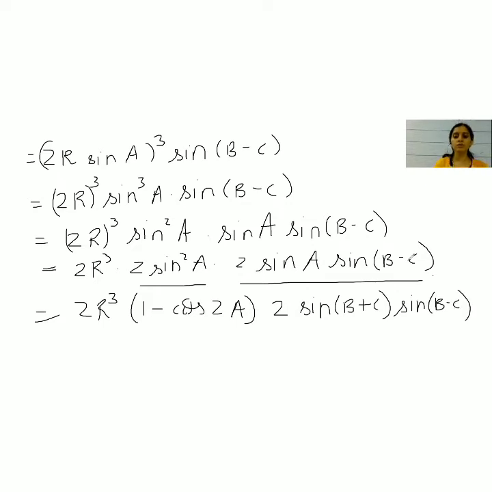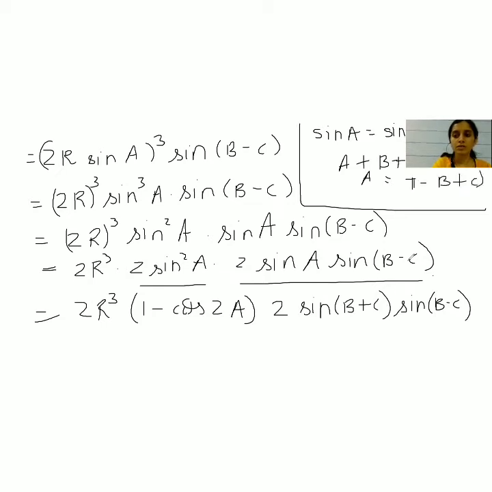So how do I get sine A equal to sine of b plus c? Okay, so I'll do this over here. Sine of A is equal to sine of pi minus b plus c, since A plus B plus C is equal to pi, 180 degrees. Therefore, A is equal to pi minus b plus c. And then you can put sine on each side. So sine of A is sine of pi minus b plus c. Now what is sine of 180 minus b plus c? It will be sine of b plus c. For 180 minus theta, the trigonometric ratio remains the same. So sine A is equal to sine of b plus c. That is why instead of sine A, I have written sine of b plus c.